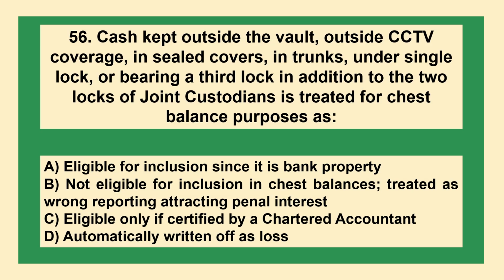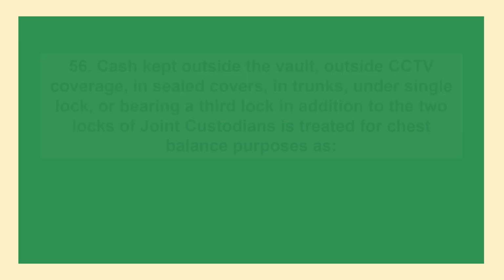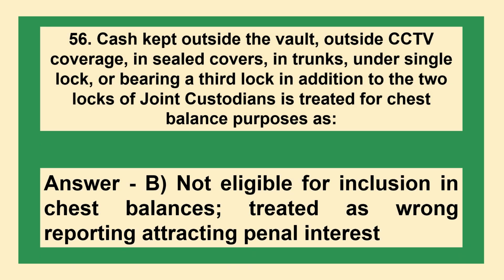Cash kept outside the vault, outside CCTV coverage, in sealed covers in trunks, under single lock or bearing a third lock in addition to the locks of joint custodians, is treated for chest balance purposes as: Option A, eligible for inclusion since it is bank property. Option B, not eligible for inclusion in chest balances, treated as wrong reporting attracting penal interest. Option C, eligible only if certified by a chartered accountant. Option D, automatically written off as loss. The answer is option B, not eligible for inclusion in chest balances, treated as wrong reporting attracting penal interest.